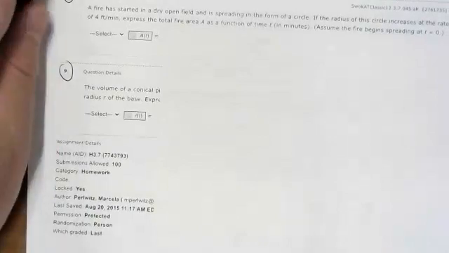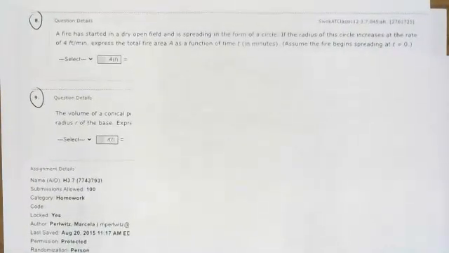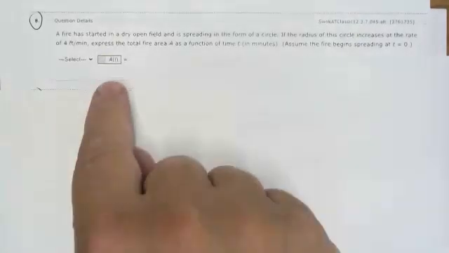You can read that. A fire has started in a dry open field and is spreading in the form of a circle. If the radius of the circle increases at the rate of 4 feet per minute, express the total area A as a function of time. Assume the fire begins spreading. So really what they want to determine is A of t, where A is the area of the field that's been burned, and t is the amount of time.